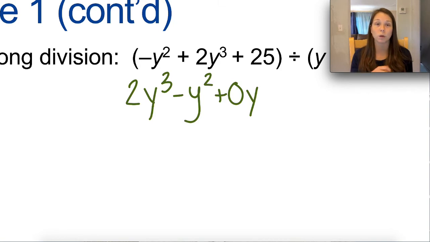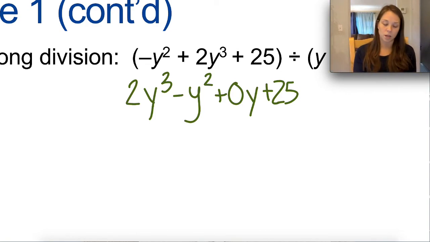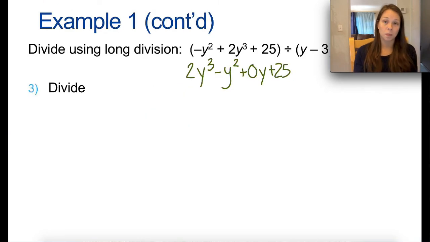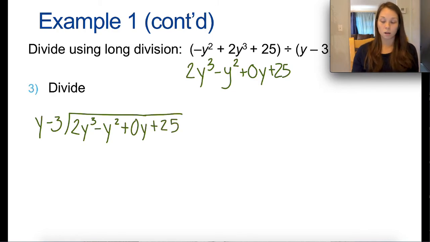It's really going to make a difference when we go through this division process to make sure that we're subtracting terms correctly. Then after that, we have plus 25. So this in standard form would be 2y cubed minus y squared plus 0y plus 25. So setting up my problem now, y minus 3 is my divisor. My dividend is the 2y cubed minus y squared plus 0y plus 25. Now let's start this process of long division.